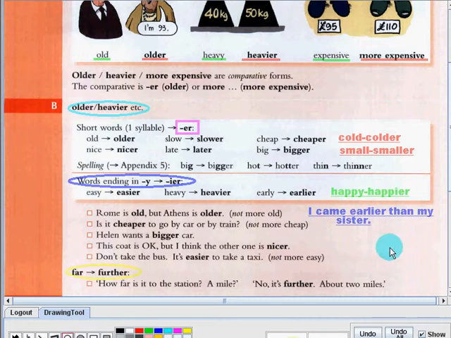Now let's have another sample of comparative adjectives. Far, further. So in this case, the comparative form of the adjective is different from the spelling of its original form, okay? Let's have a sample sentence. How far is it to the station? A mile? No, it's further. About 2 miles. So, I hope you learned a lot from today's lesson.